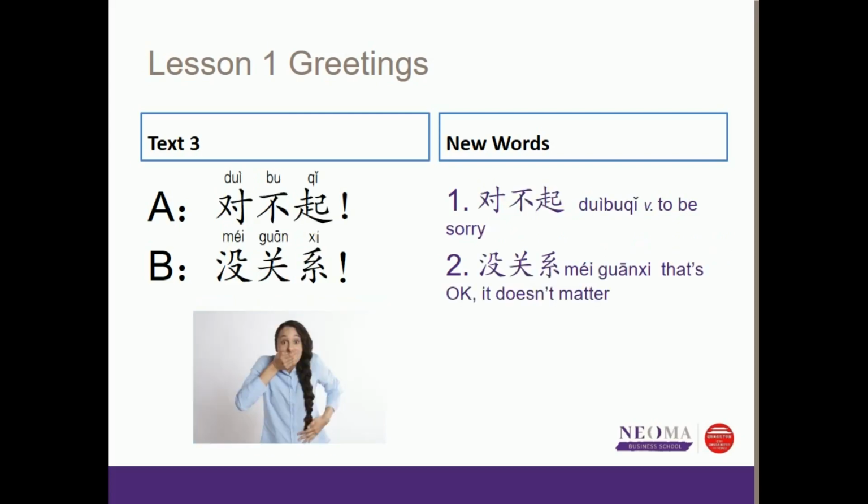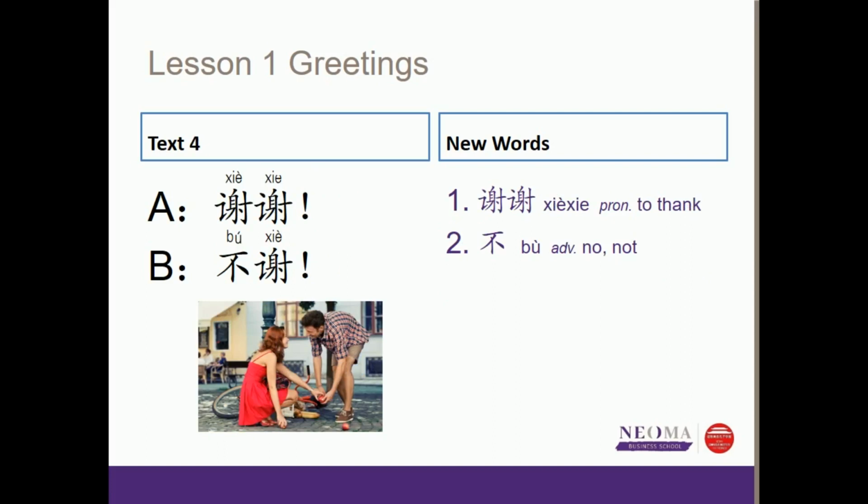Third one. Oh, this is a term. We will say 对不起. I'm sorry. 对不起. And for answering that, you will say 没关系. 没关系. Okay, let's continue. So I'm sorry, it's alright. 对不起, 没关系.